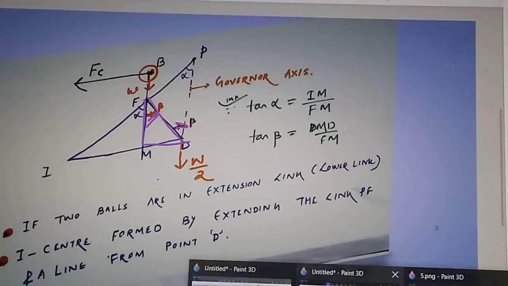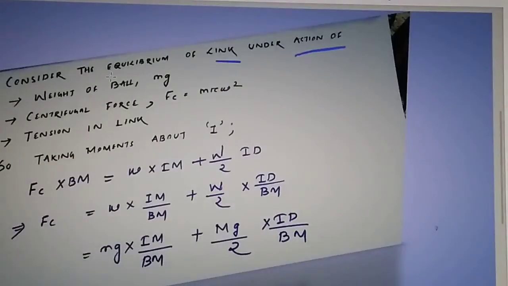Let us see how many forces are acting under the equilibrium condition. If we consider the complete equilibrium of the link under the action of these forces, then there are mainly three forces acting. The weight of the ball, that is small mg, then the centrifugal force due to the rotation, that is Fc equal to m r omega square, and the tensile force in the link. So these three are the most important forces acting under the complete equilibrium condition of the link. Okay, so let us take moment about the point I.